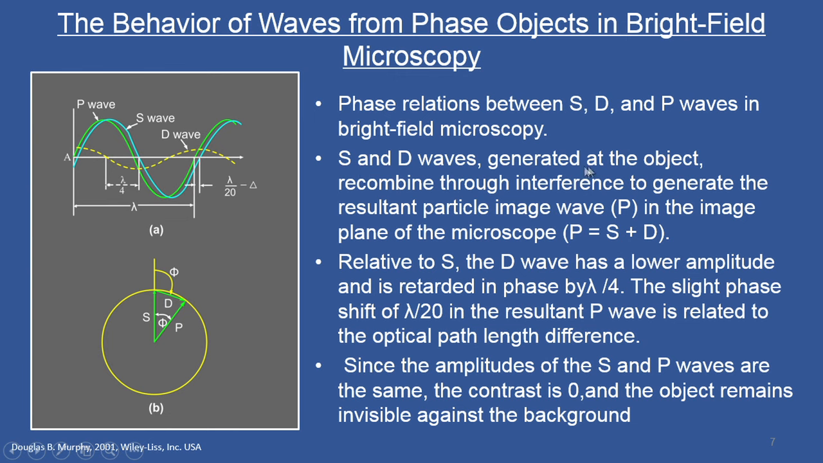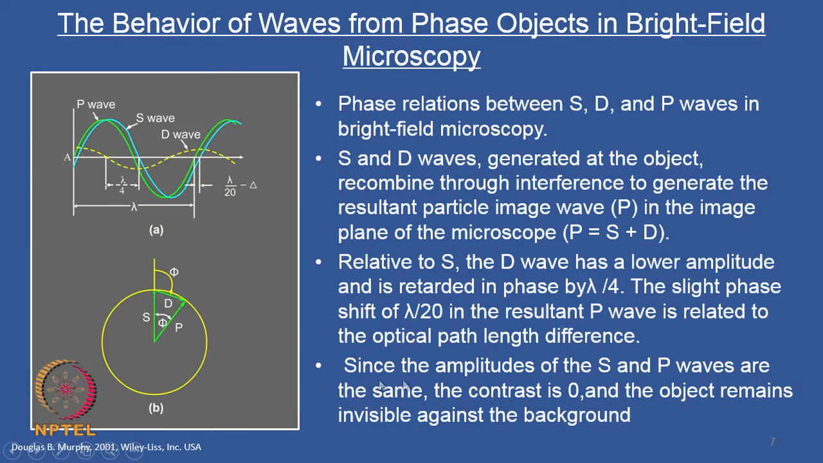So now you look at this. S and D waves generated at the object recombine through the interference to generate the resultant particle image wave P in the image plane of the microscope, that is P equal to S plus D. Relative to S, the D wave has the lower amplitude and it is retarded in phase by lambda by 4. The slight phase shift of lambda by 20 in the resultant P wave is related to the optical path length difference. So, we have seen this optical path length in the introductory concepts.